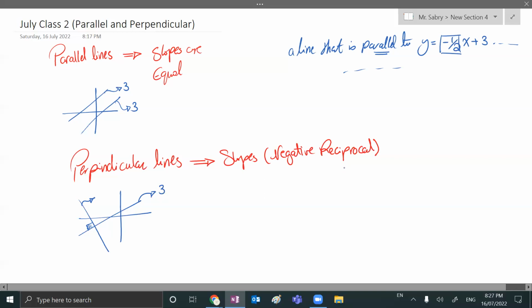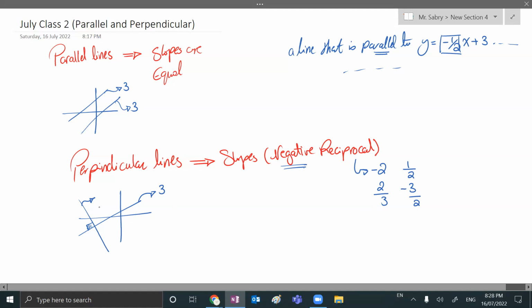The word reciprocal means to flip the fraction. So for example, if I have 2, the reciprocal of 2 is 1 over 2. The reciprocal of, for example, 2 over 3 is 3 over 2. But when I say a negative reciprocal, it means we change the sign. So for example, if one of them was negative 2, the other one would become positive 1 over 2. If one line had a slope of 2 over 3, the other line would have a slope of negative 3 over 2.